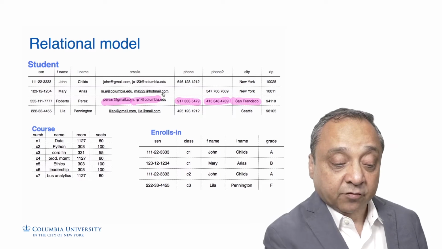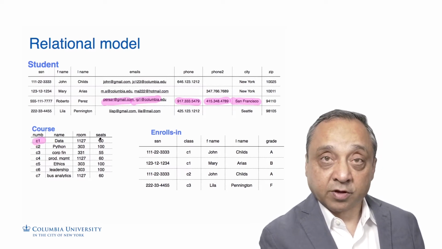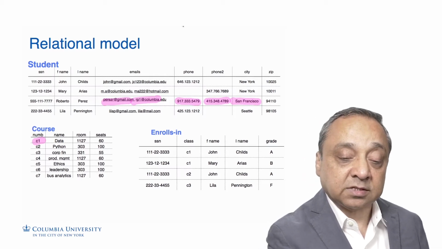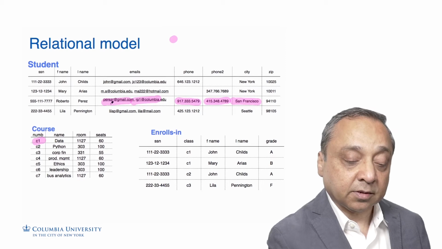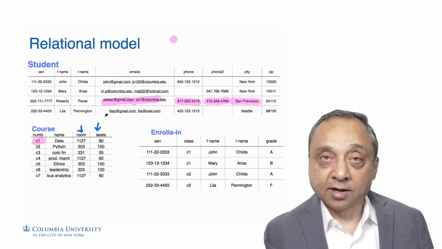We have courses, and for each course we've got a course number and then data about the course. And the course data that I put over here, I've again added a few attributes, includes a room and the number of seats in that room. Okay, so we have here the room and the number of seats in that room. So this tells us that room 1127 has 60 seats.